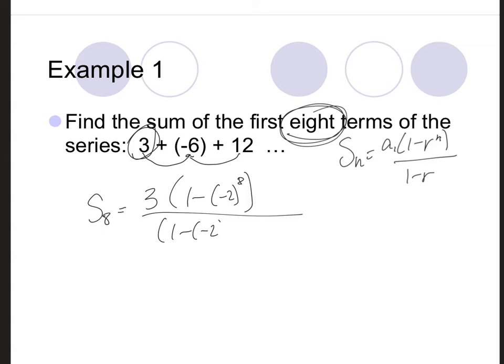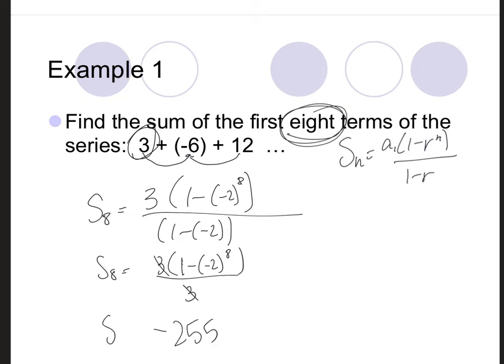1 minus -2. Okay, so in the denominator, 1 minus -2 is 3. On the top, I've got a 3, so those cancel out. So really, all I need to do is grab my calculator and see if I can get it to figure out what 1 minus -2 to the 8th is. All right, and again, I highly suggest some more parentheses. See what you can get. I get an answer here of -255. That is the sum of the first 8 terms.